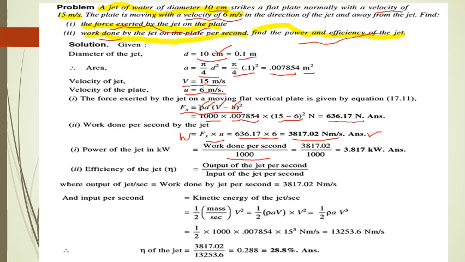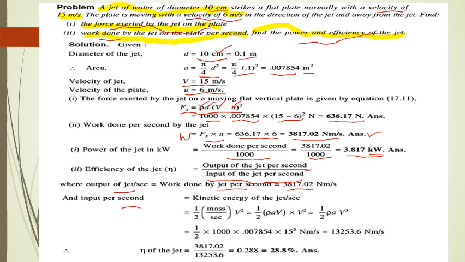Substituting W value divided by 1000, we get power equal to 3.817 kilowatts. Power is measured in kilowatts. Next, efficiency of the jet. Formula for efficiency is output of the jet per second divided by input of the jet per second. Here, output means work done. We know the value of work done.